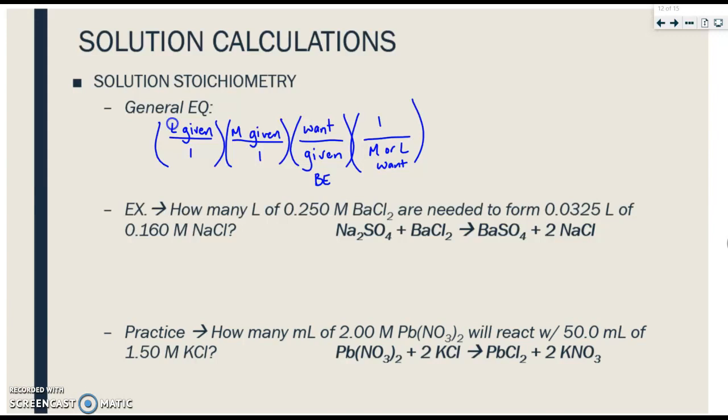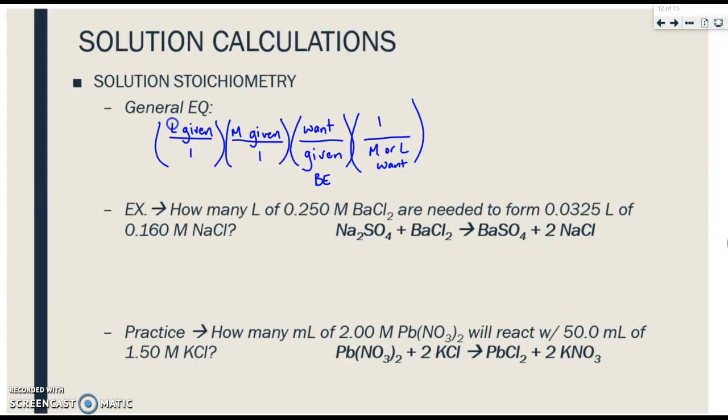Okay, so let's run through this practice problem here. It says how many liters of 0.250 molar barium chloride are needed to form 0.0325 liters of a 0.160 molar NaCl solution, and it should say solution there, sorry about that. You have to remember that the main goal of stoichiometry is to take what you're given, turn it into moles, then use your balanced equation to convert to a new type of mole, and then convert back out.